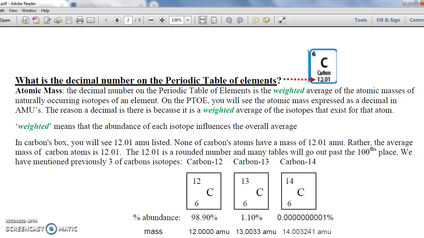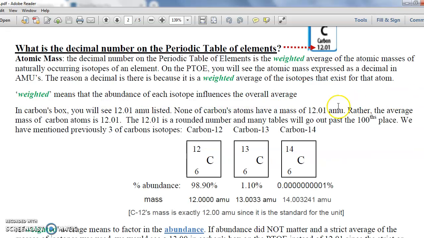So where do they get the decimal number on the periodic table of elements? Well, the decimal number is because all of these atoms have different isotopes making them up. Every atom of a particular element isn't exactly the same. They can have different numbers of neutrons.